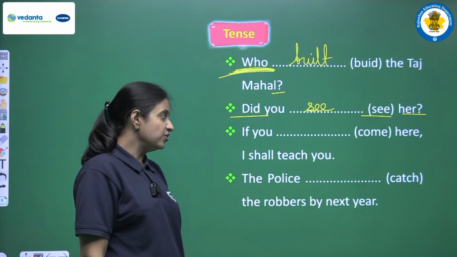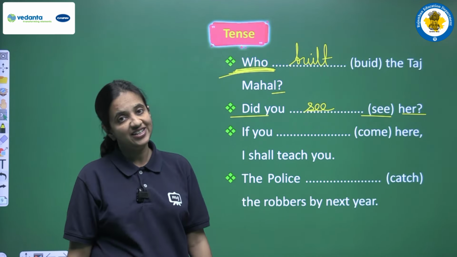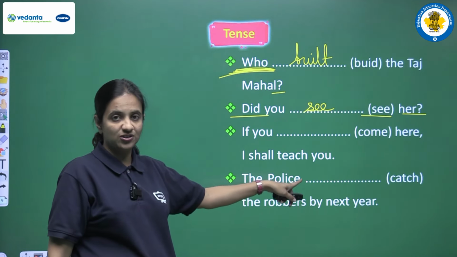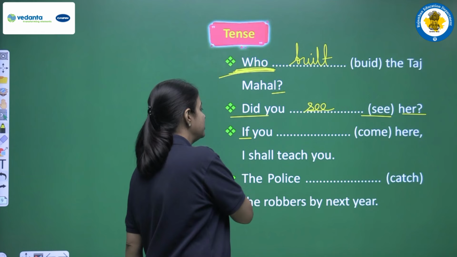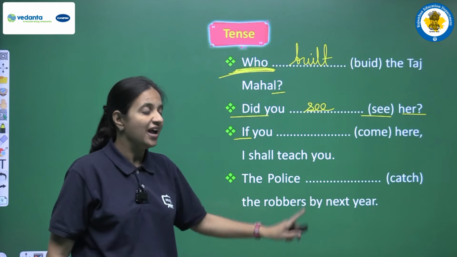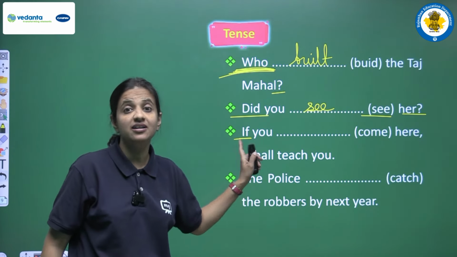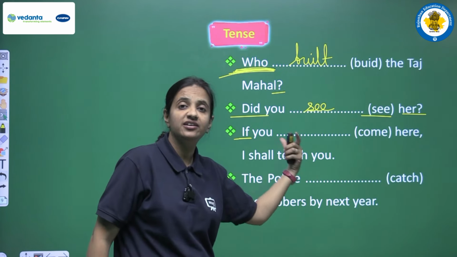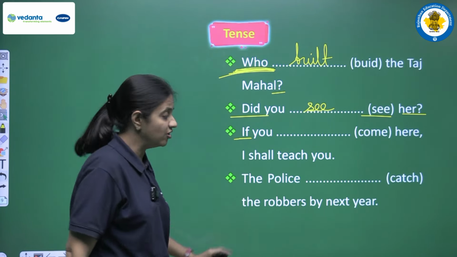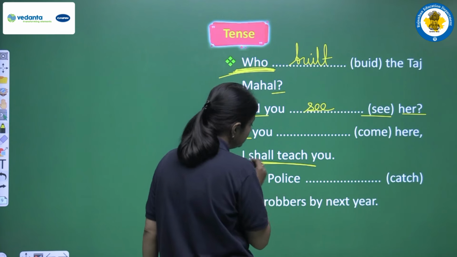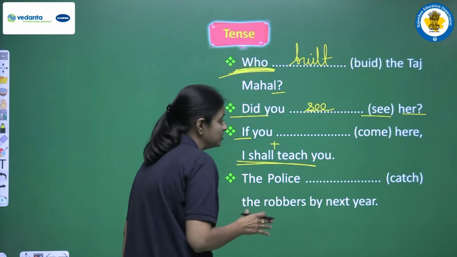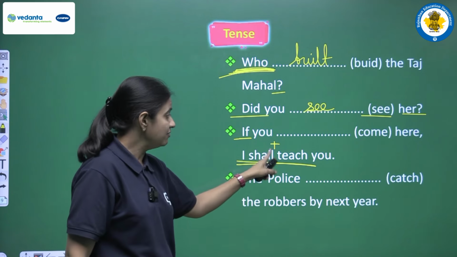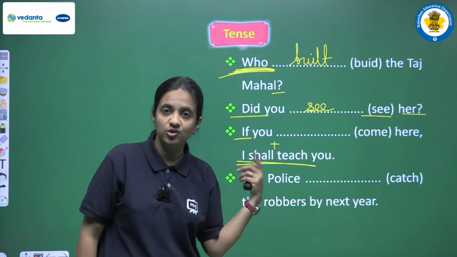Next is, if you come here, I shall teach you. So yes, this is a conditional sentence. We are having two clauses. In one clause we are having if, we are having one condition, and in the second clause we are having the result. We are saying that if you come here, I shall teach you. So this is the result clause, and the structure of result clause is shall plus first form. It means we are having future simple tense here, right?